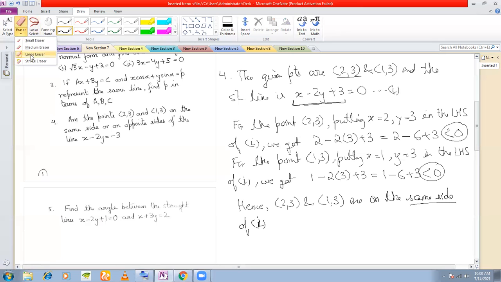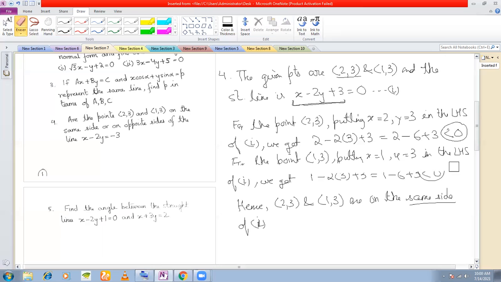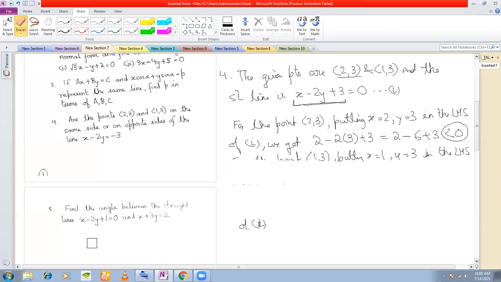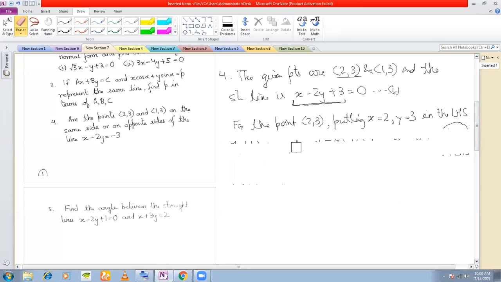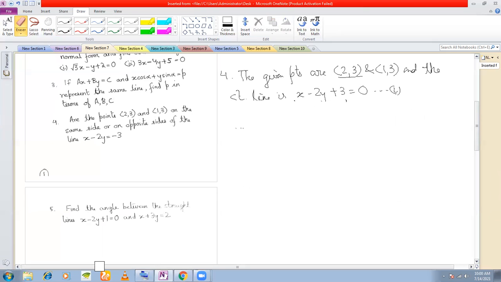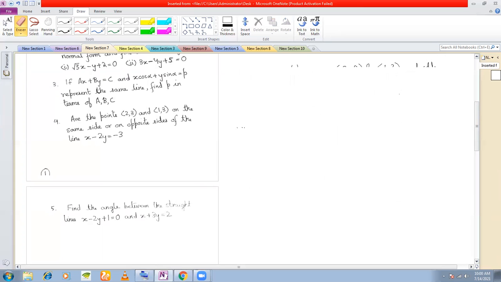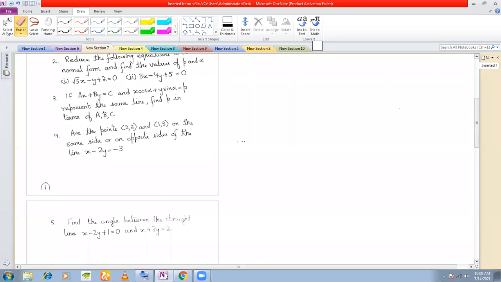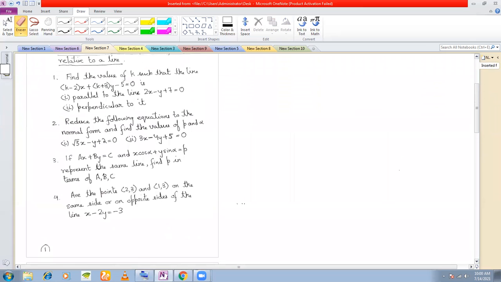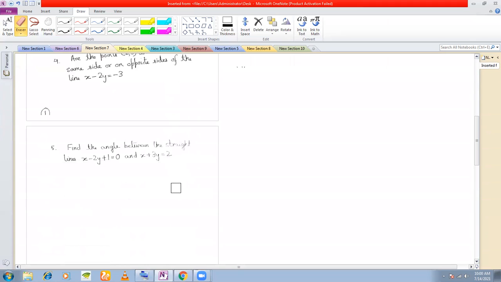Moving on to the next problem, here is an important problem: find the angle between two straight lines. Finding the angle between two straight lines, I don't think you have done in class 10. I think I have used the formula earlier in solving one problem, but I have not found the angle between the straight lines, neither have I told you what you actually mean by angle between the straight lines. So let's see what you actually mean by angle between the straight lines.